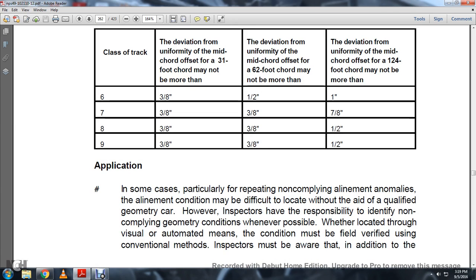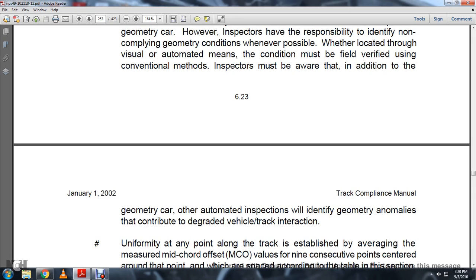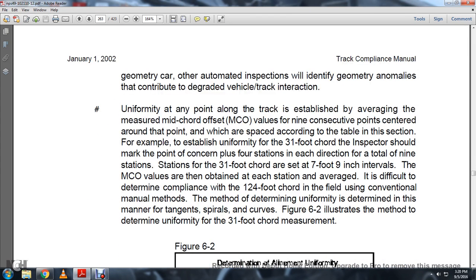And in some cases, repeating noncompliance of alignment and anomalies in alignment condition may be difficult to locate without the aid of a qualified geometry car. However, the inspector has the responsibility to identify the non-complying geometry conditions whenever possible. Whether located through visual or automated means, the condition must be verified using conventional methods. Inspector must be aware of the addition to the geometry car. Other automated inspection will identify the geometry anomalies contributing to the vehicle track inspection.